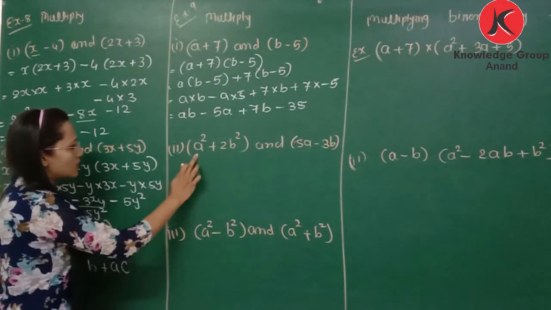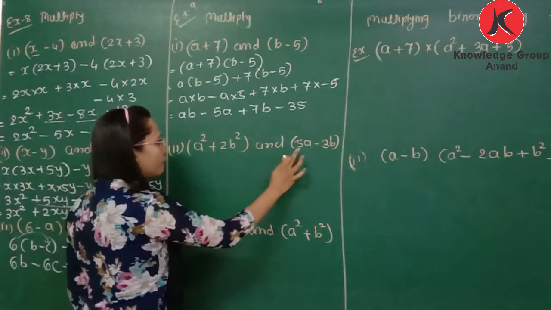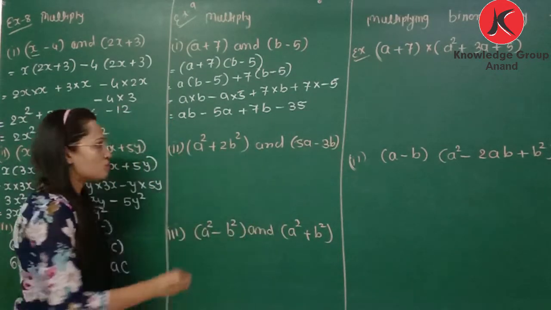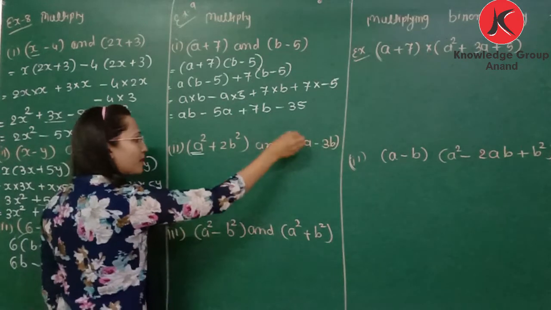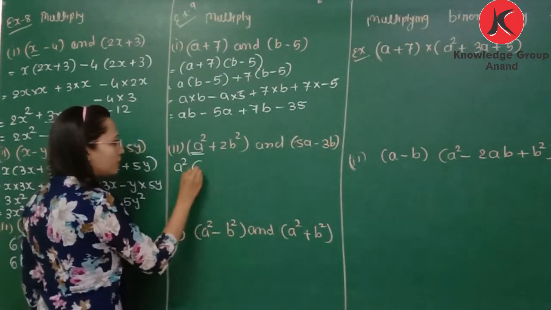Now next one, a square plus 2b square and 5a minus 3b. So here first a square is multiplied with the whole bracket, so let's multiply.